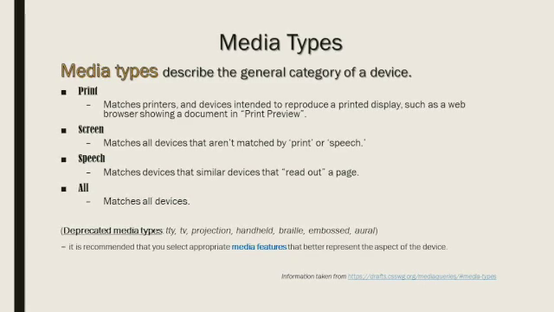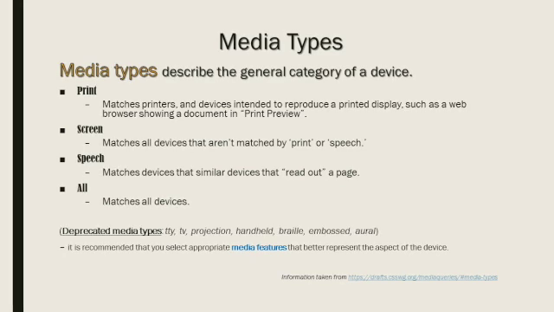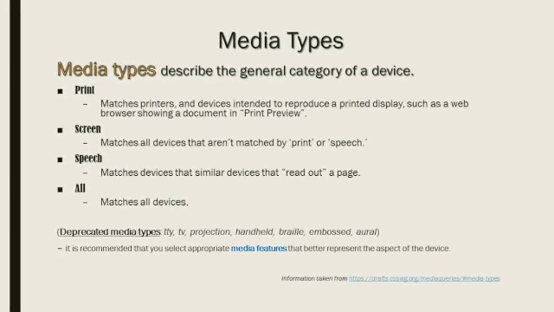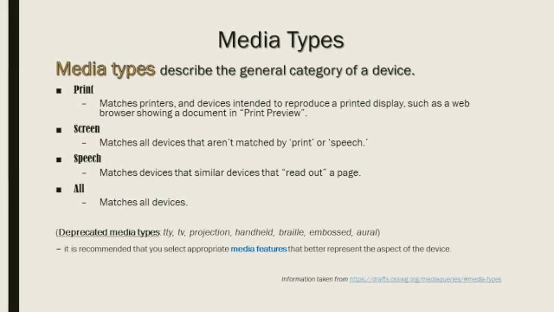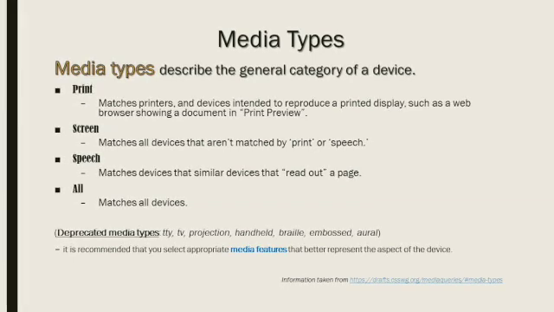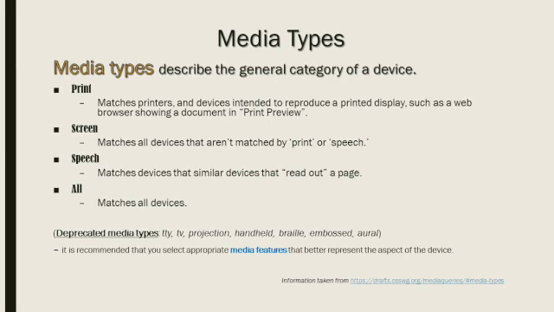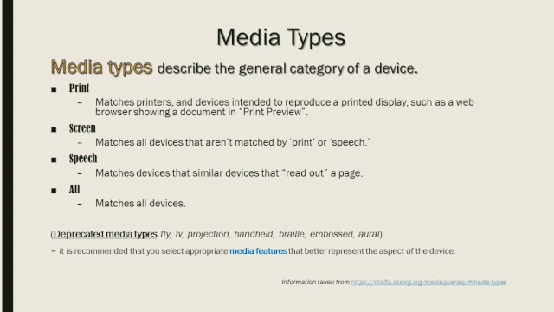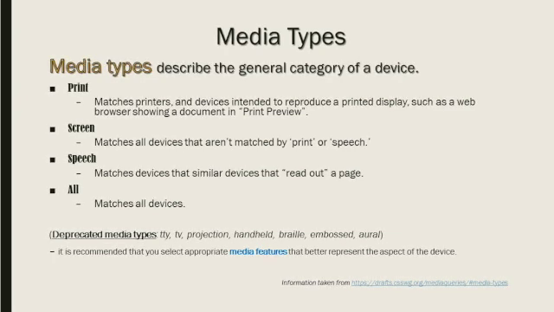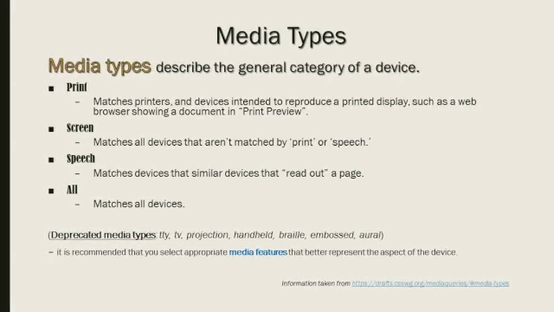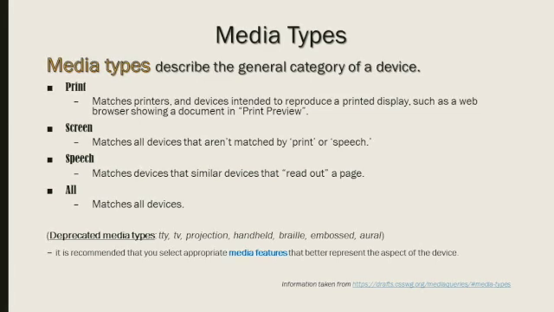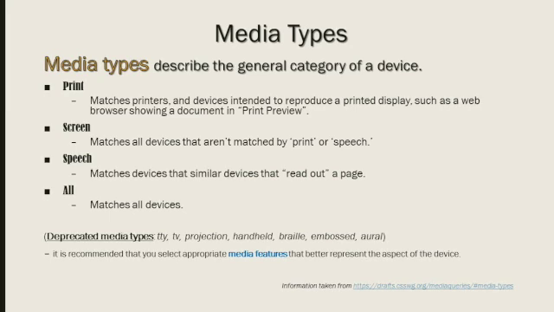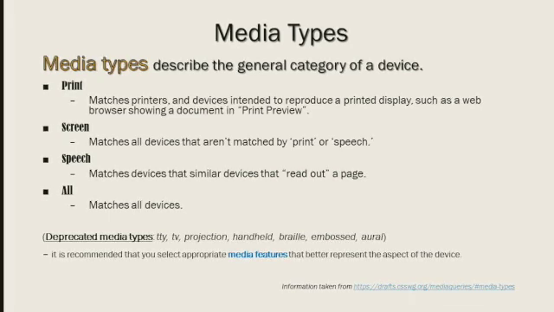They are print. These cover printers and other devices that are intended to display or reproduce a printed display, such as a Nook, Kindle, etc. Speech are devices that are similar and read out a page for the user. Screens cover all devices that aren't covered under print and speech. And then you have the all option that covers every device.